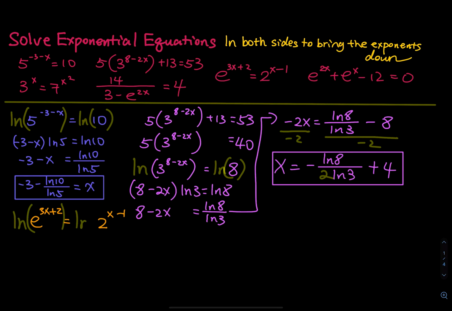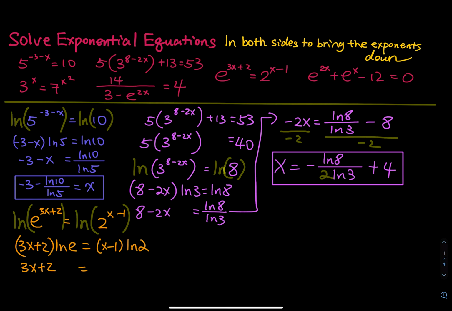So we ln the left, and then we ln the right. Bring the power down. You have (3x + 2) times ln e, and ln e is equal to 1. And then this one we have (x - 1) times ln 2. So ln e is equal to 1. And then this is 3x plus 2 equals, I believe that we have to distribute the ln 2. So we write x ln 2 and then minus 1 times ln 2.